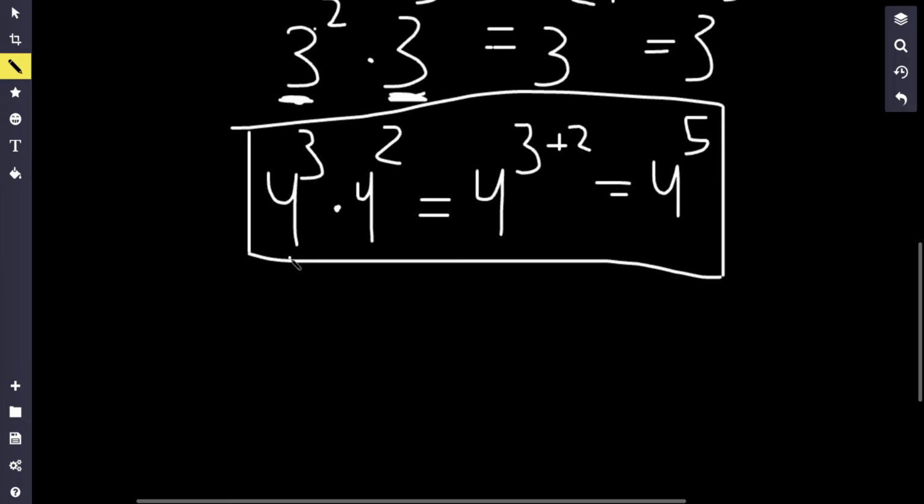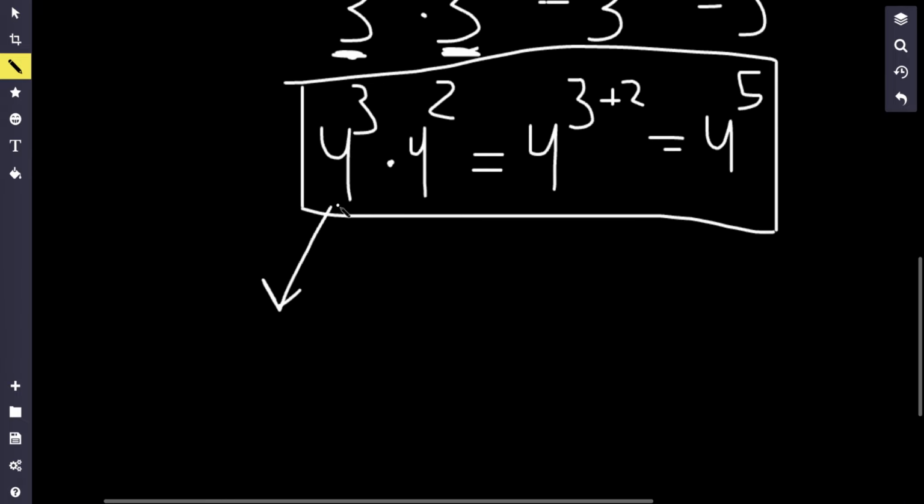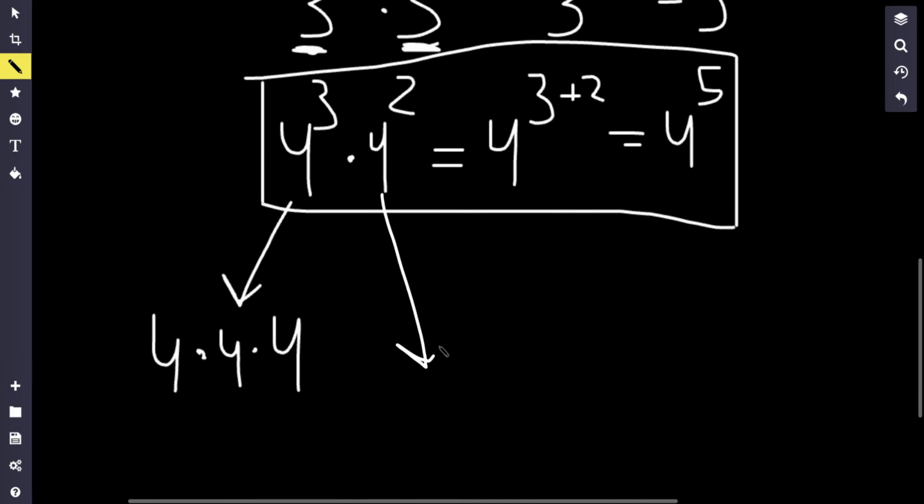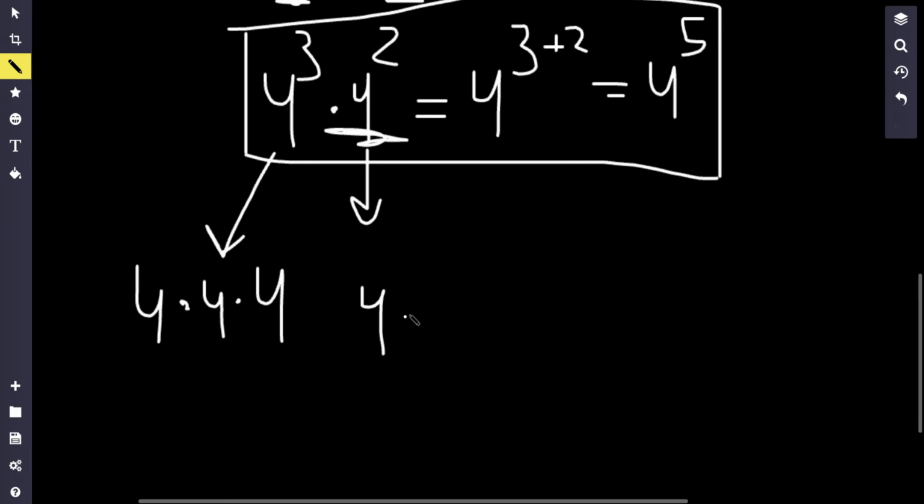We know that 4 to the third power, what is 4 to the third power? Well, you're taking the base of your exponent, this 4, and you're multiplying it by itself 3 times. So this is just going to equal 4 times 4 times 4. And 4 to the second, well, you're taking the base, which is the 4, and multiplying it by itself 2 times. So this is just going to be equal to 4 times 4.